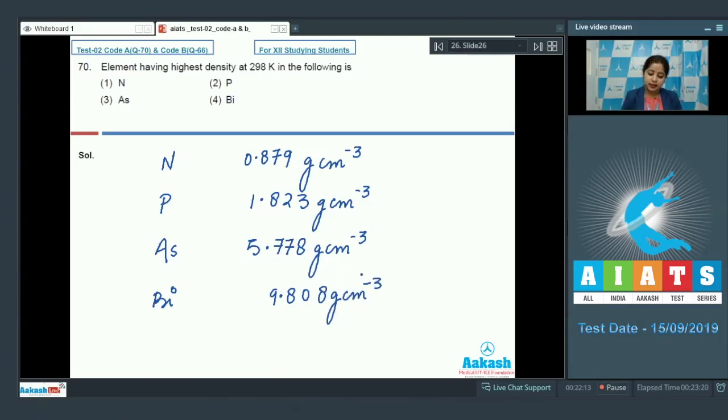So we can easily analyze that down the group, the density of elements generally increases. So in the given options, bismuth has the highest density. So the correct answer is option number 4.